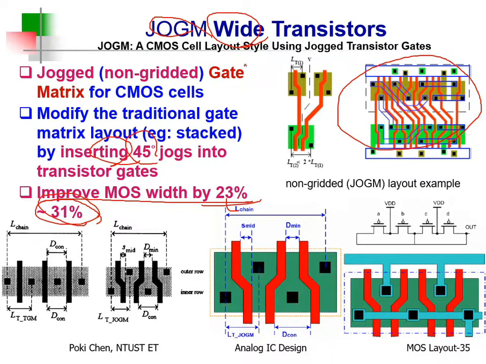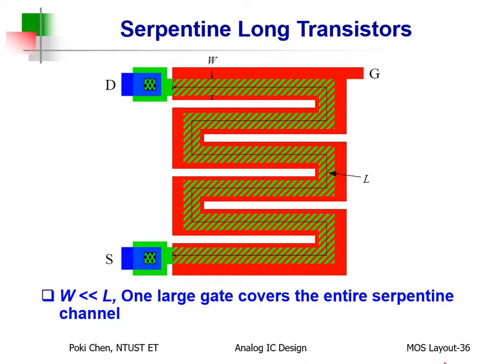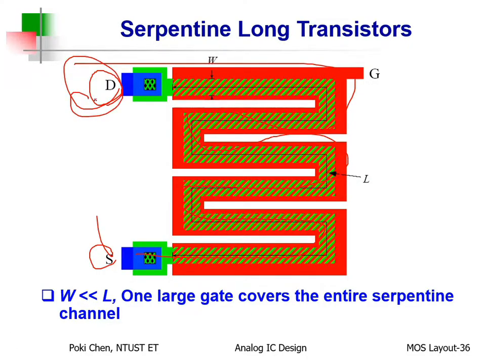But for some cases, we need a very long transistor. How to make it? Oh, this is a good example. Not so good, but not so bad. You can see source here, drain there, right? And how about the carriers to move? They need to go all the way around and then finally touch the drain, right? So the length is really long.